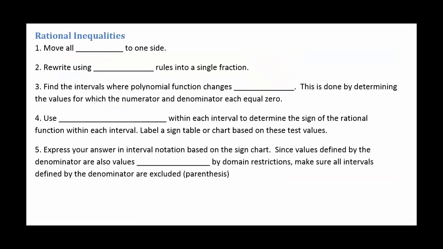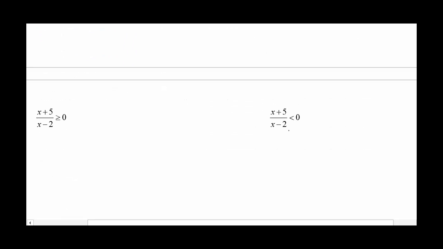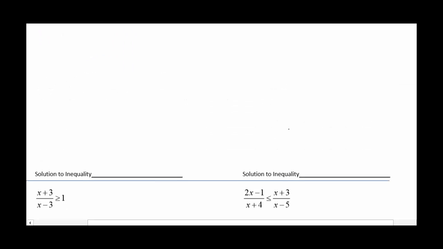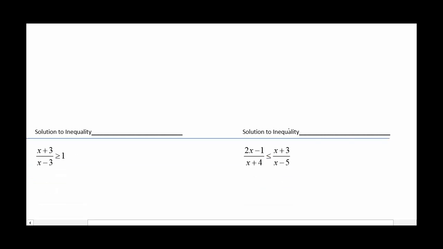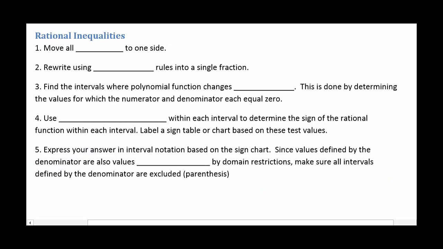All right, next type of inequality we're going to solve are rational. These are very similar to the rational functions we've looked at recently. Let me scroll down. So we're talking about these sorts of problems that have fractions in them. That's what we'll look at manipulating. Okay, so what are the steps that we do? We want to, number one, move all terms to one side.